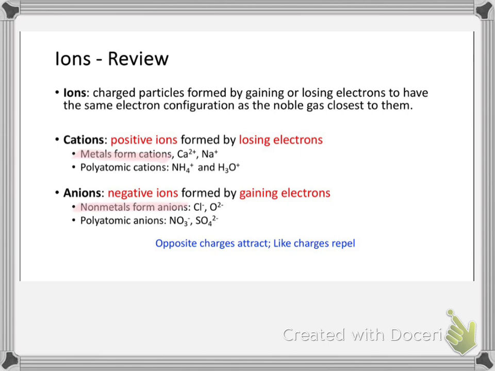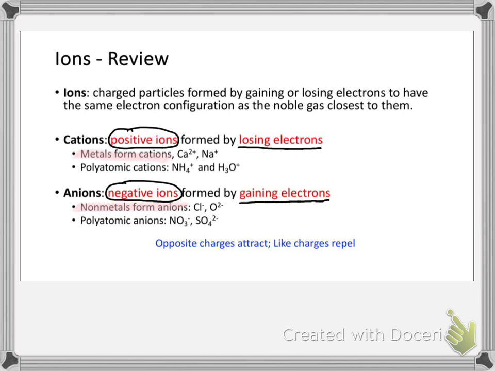So as a review from Chapter 5, recall that ions are charged particles. And when we talk about charged particles, we can either talk about charges that are positive, or charges that are negative. Now, how the electrons are involved is when electrons are lost, remember their negative charge, that forms a positive ion. And when electrons are gained, remember their negative charge, that forms a negative ion.